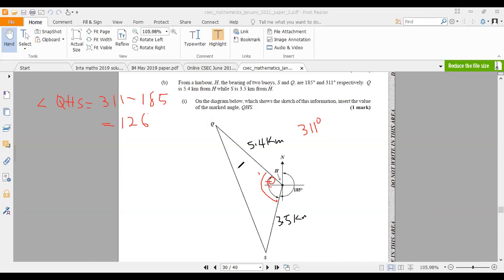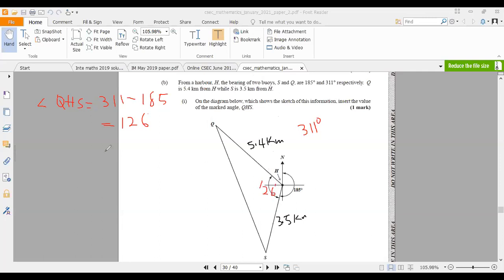So this angle here, we're going to use 126. This is 126. Here it is 1, 2, 6. Clear?